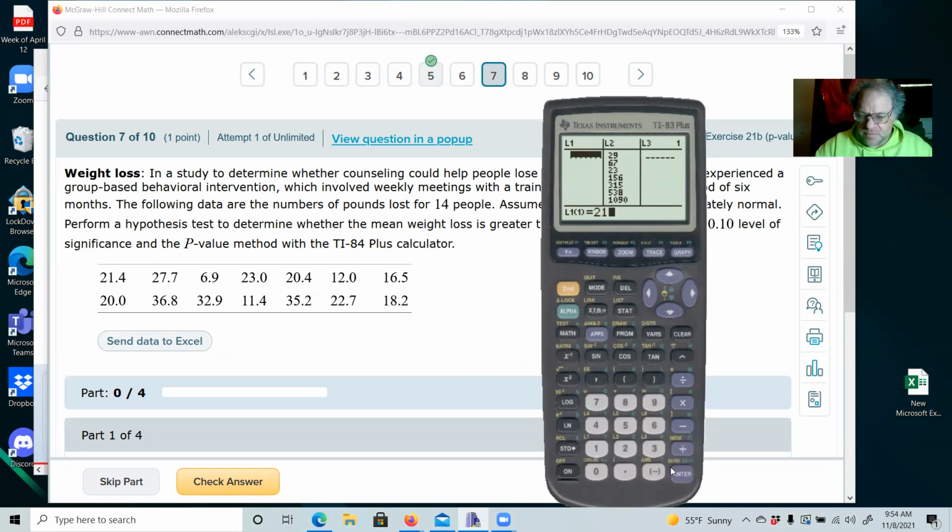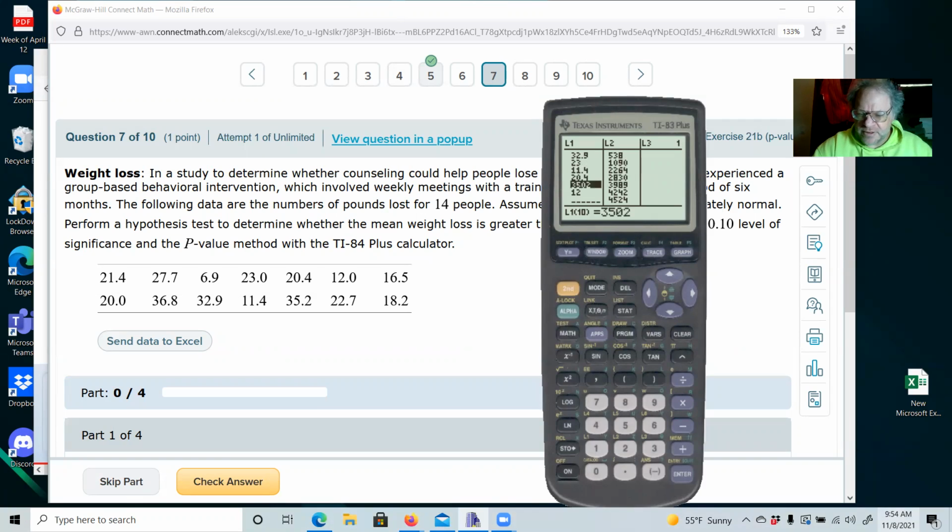Okay, so we're going to have 21.4, 20.0, 27.7, 36.8, 6.9, 32.9, 23, 11.4, 20.4, 35.2, 12.0, 120. That would be probably too much weight loss.